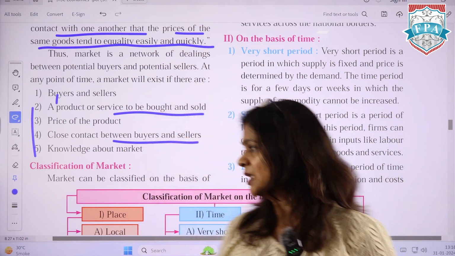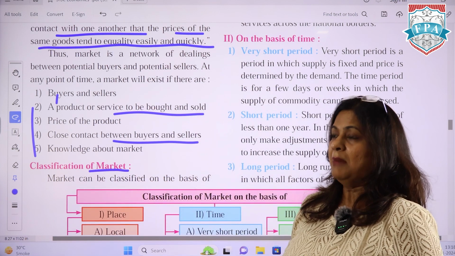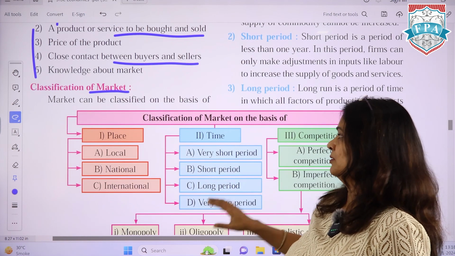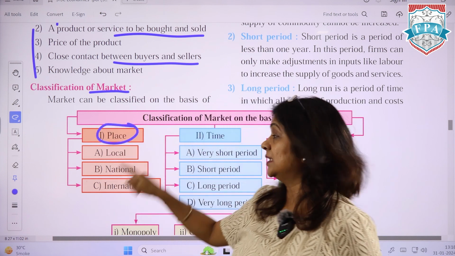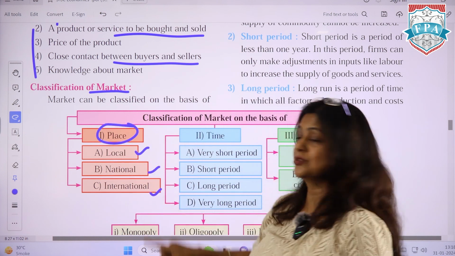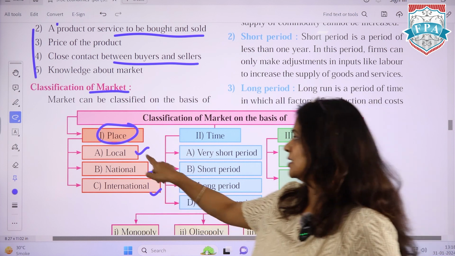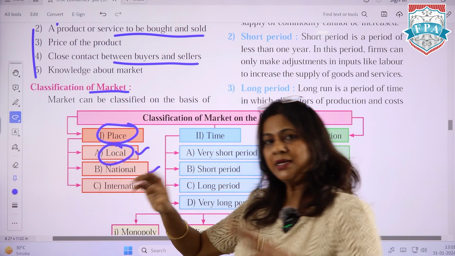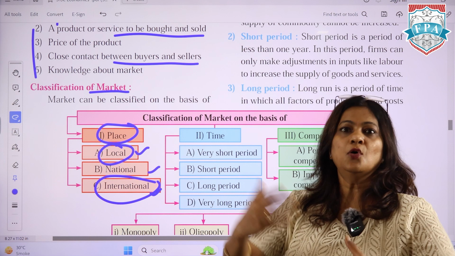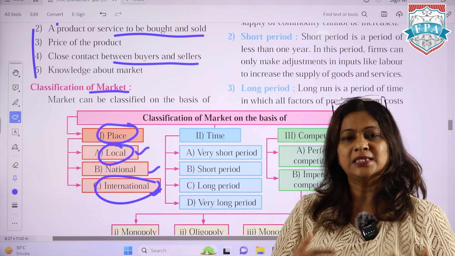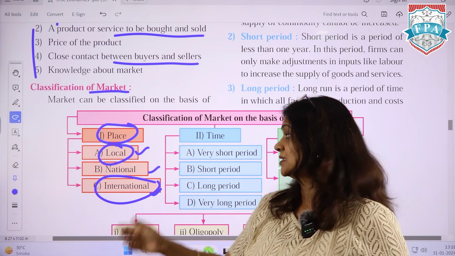Did you remember it? Going further, how do you classify a market? You can classify the market on the basis of place. Is the market local, national or international? Local means where it is being produced, there it is only being bought and sold. That's a local market. National market, I'm talking about a country. International market, I'm talking about overseas. That is, the buying and selling is happening between the buyer and the seller staying in 2 different countries. That's international market.